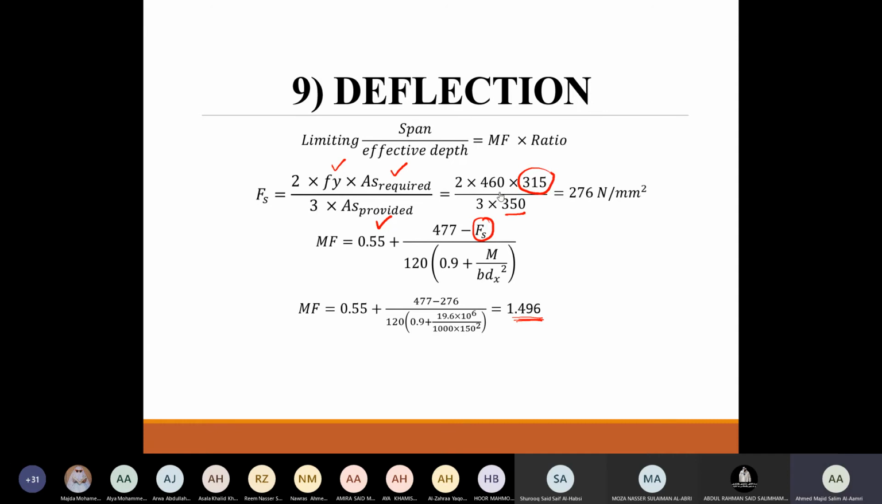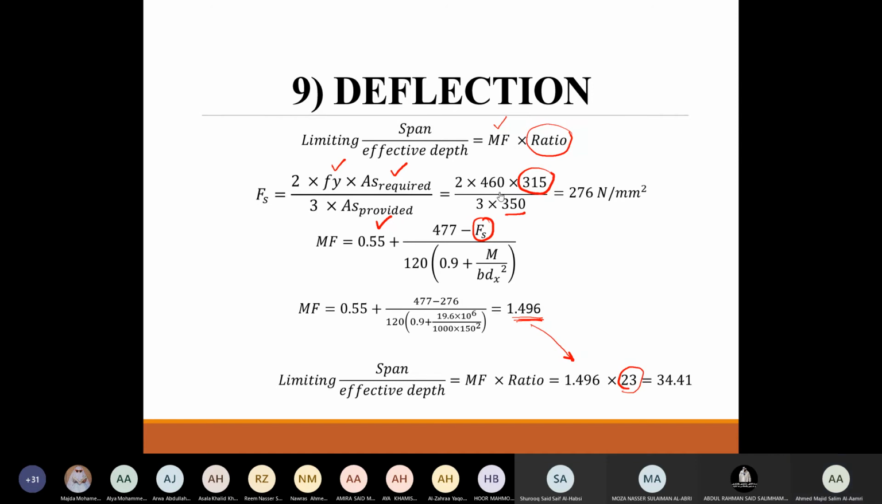Now we have got our modification factor. Remaining is going to be the ratio. Here I have said that the span by effective depth is equal to the modification factor into the ratio. I have used the same modification factor, but now I use another value which was not used previously, which is 23.